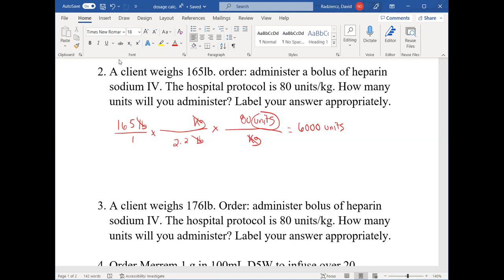If you go through my reviews, I'll take the 165 divided by 2.2. And here it's not going to matter because it looks like it's going to be a whole number. I'll get 75 kilograms. Then I would just multiply by the 80 units per kilogram. And then I get the same answer, 6,000 units.